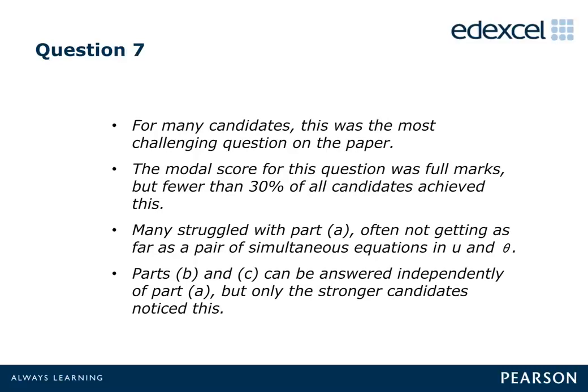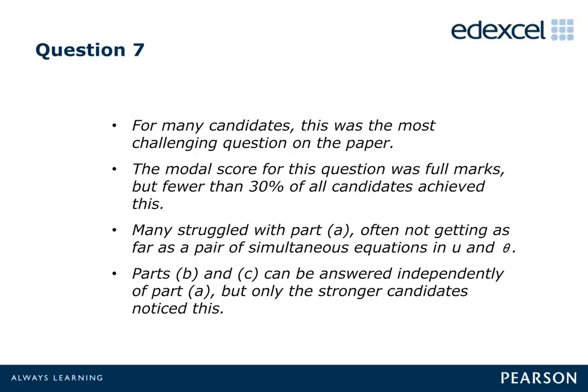For many candidates, question 7 was the most challenging question on the paper. The modal score for this question was full marks, but fewer than 30% of all candidates achieved this. 10% of candidates scored 3 marks or fewer. Many struggled with Part A, often not getting as far as a pair of simultaneous equations in mu and theta.